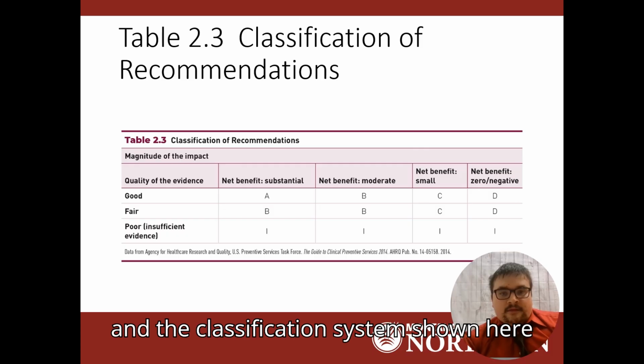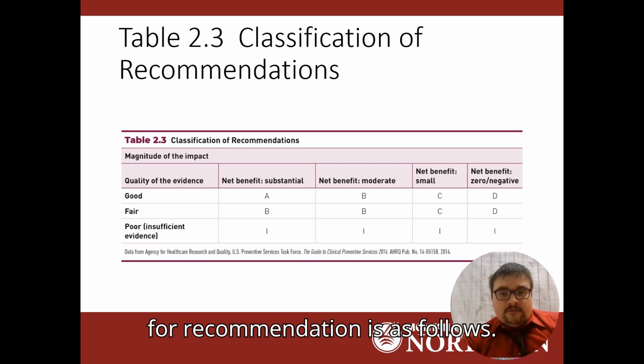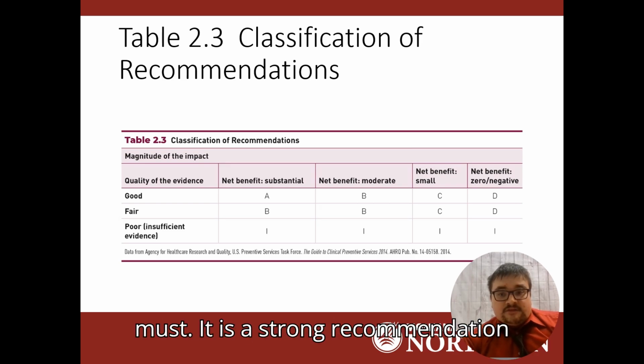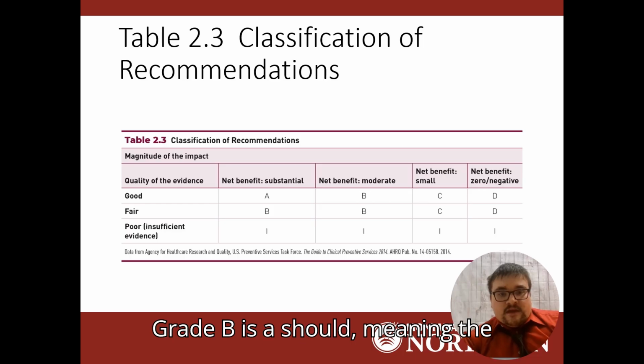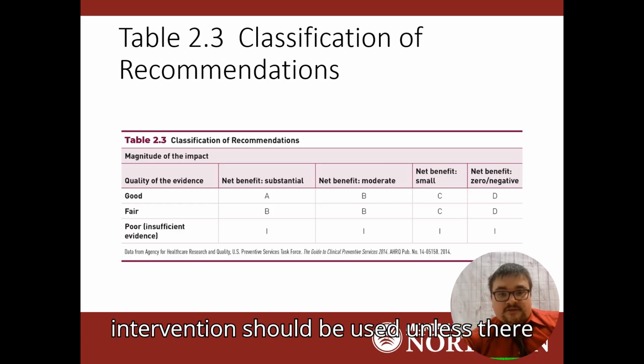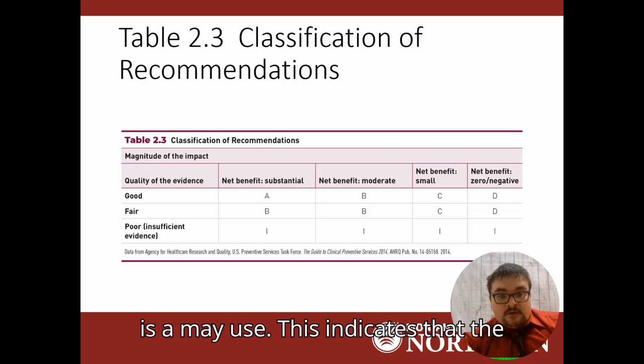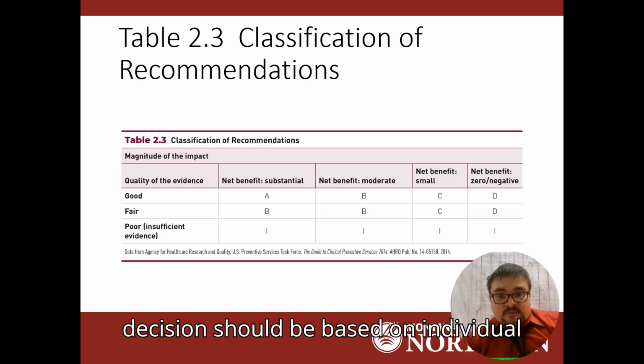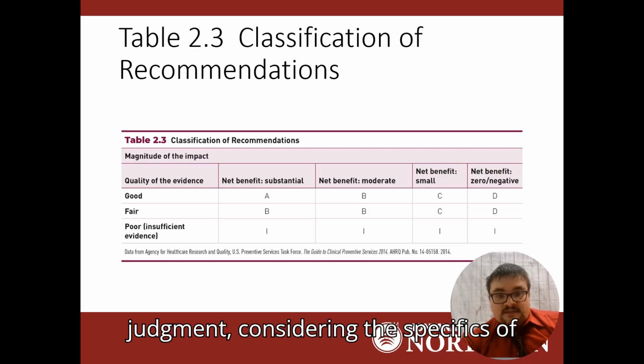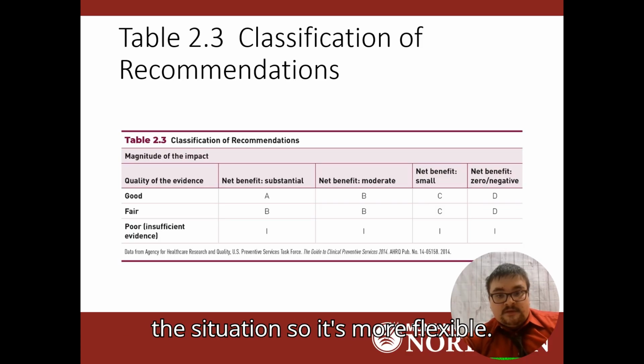All right, and the classification system shown here for recommendation is as follows. If it has grade A, it means this is a must. It means a strong recommendation in favor of the intervention, and it should be generally used in practice. Grade B is a should, meaning the intervention should be used unless there are specific reasons not to. Grade C is a may use. This indicates that the decision should be based on individual judgment, considering the specifics of the situation, so it's more flexible.